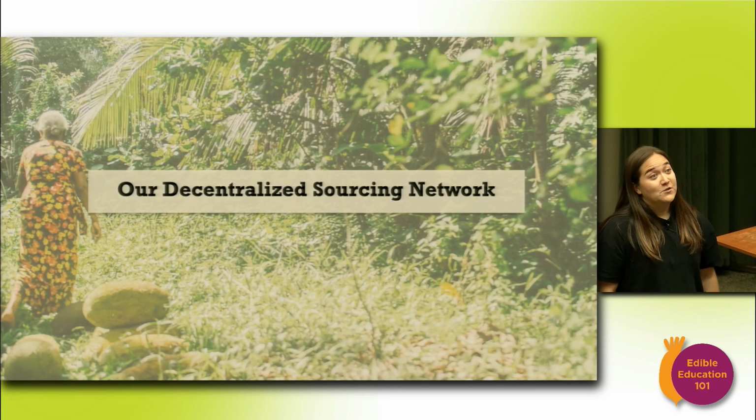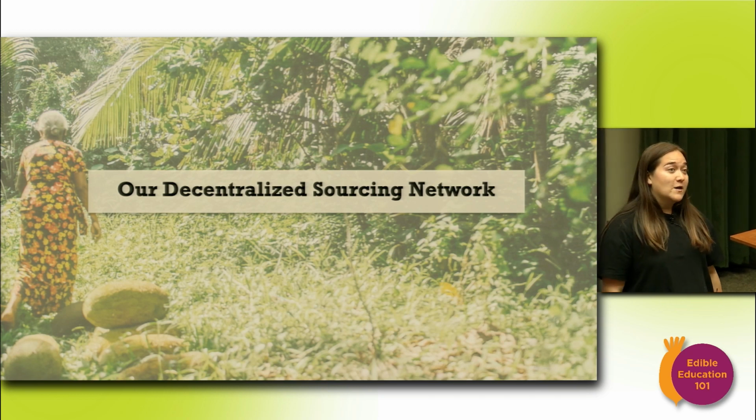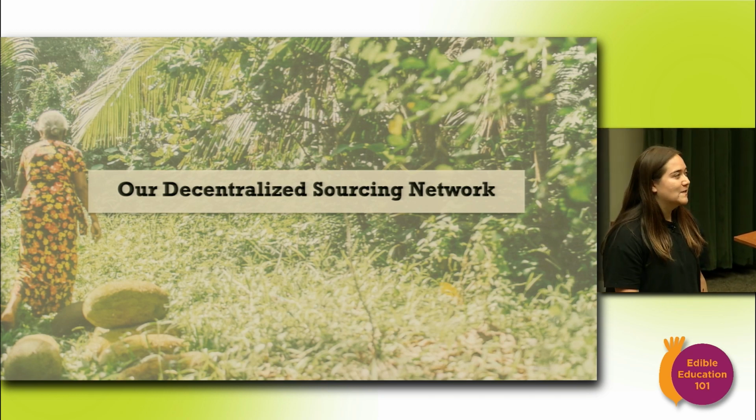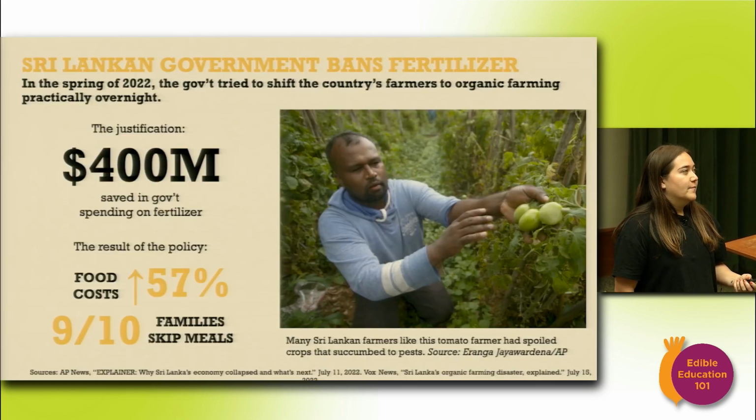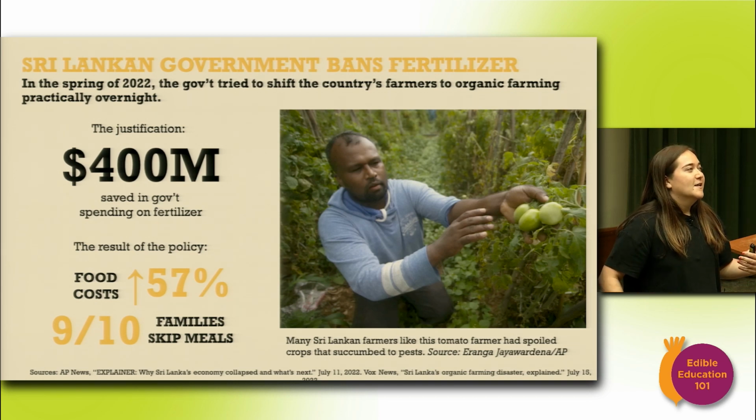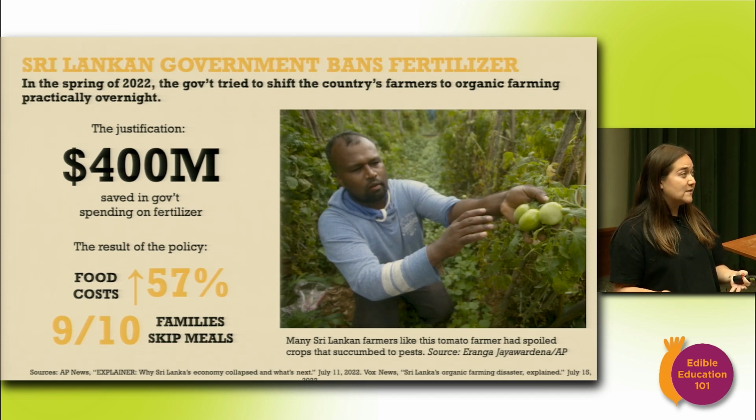But I wanted to talk to you a little bit more about our decentralized sourcing network and the farmer end of the spectrum, since we're thinking a lot about community today. And starting off with an example where it was pretty difficult for our farmers and pretty difficult for the existing food system to handle a change that had happened in Sri Lanka, which is where we source our jackfruit from.